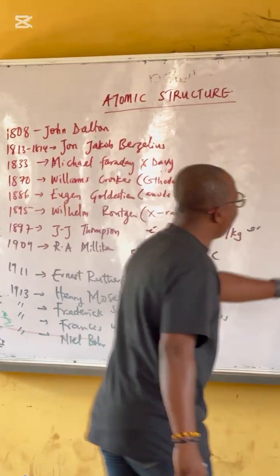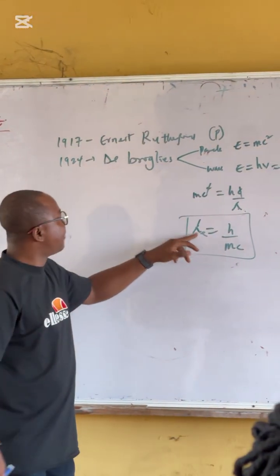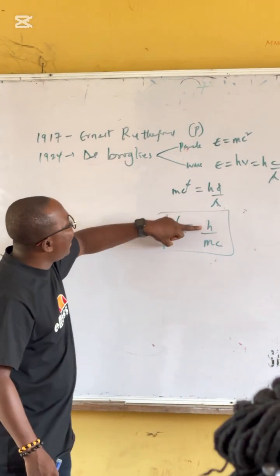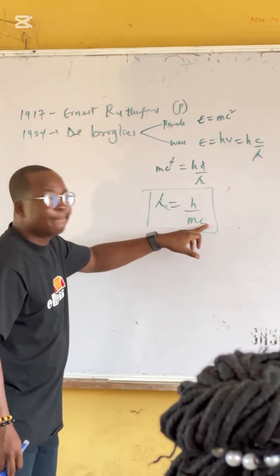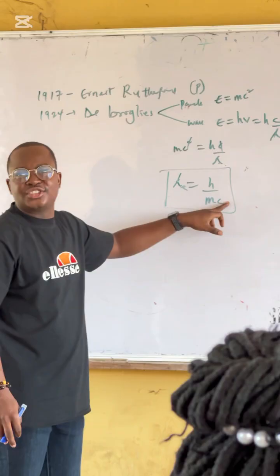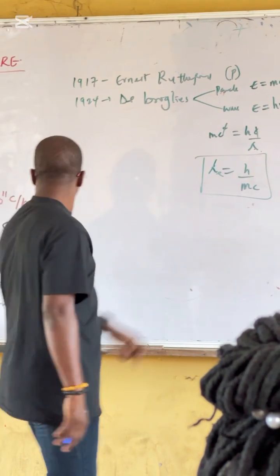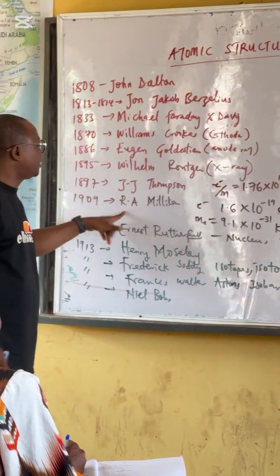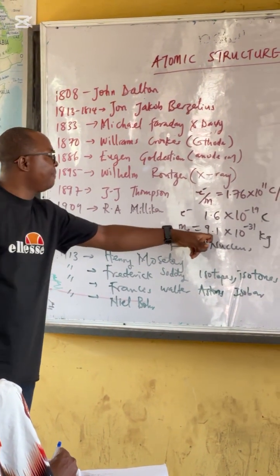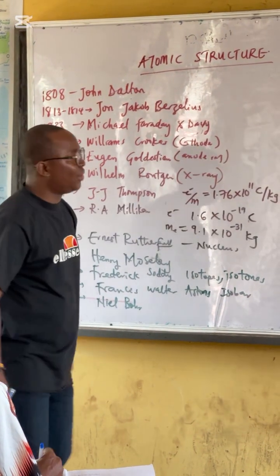If they ask you to calculate the de Broglie wavelength, it is equal to the Planck constant over the mass of electron times the velocity, the speed of light. So don't forget, the mass of electron has been calculated to be 9.1 times 10 to the power of minus 31 kilogram.